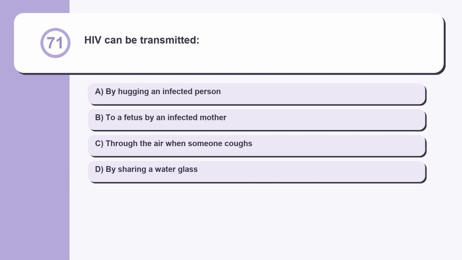Question 71. HIV can be transmitted by: hugging an infected person, to a fetus by an infected mother, through the air when someone coughs, by sharing a water glass.